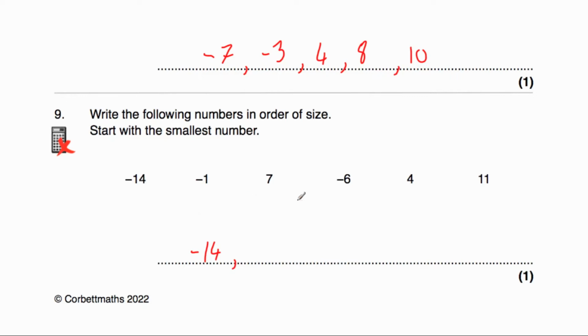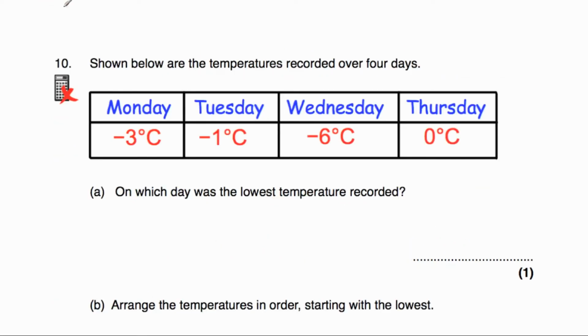Then if we're going up, it would be -6, and if we keep going up, we get to -1. So we've done the negative numbers. Now the positive numbers, that's going to be 4, 7, 11. So that's the numbers arranged in order of size, starting with the smallest number all the way up to the biggest number. Okay, question number 10.